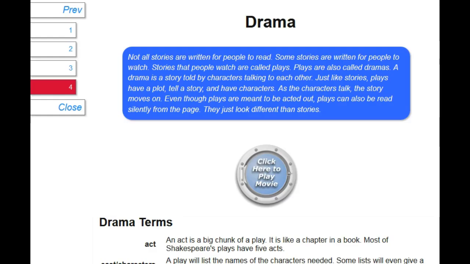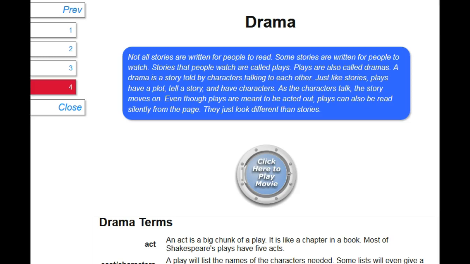Okay, starting part 4 of Structures of Text, and this is on drama. Not all stories are written for people to read. Some stories are written for people to watch. Stories that people watch are called plays. Plays are also called dramas. A drama is a story told by characters talking to each other.